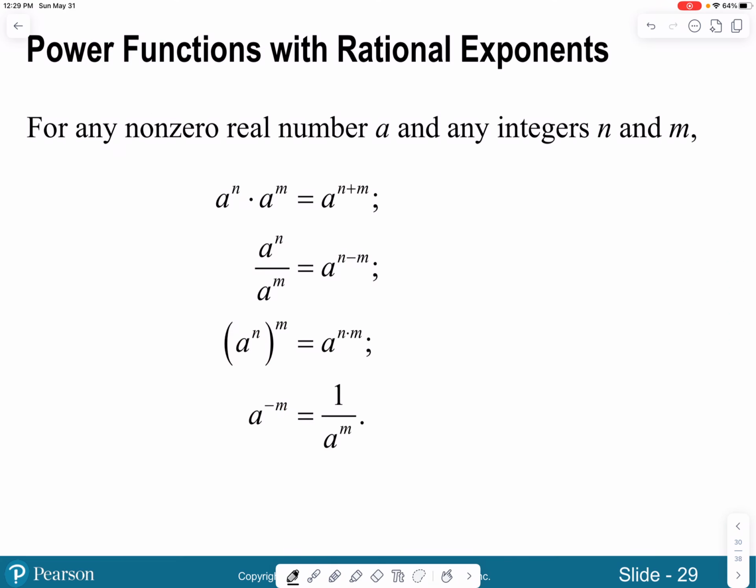Power functions with rational exponents. For any non-zero real number a and any integers n and m, a to the power of n times a to the power of m, we basically add the powers. a to the n divided by a to the m, we subtract the powers. A power raised to another power, we multiply. And a raised to a negative power means 1 over that power.